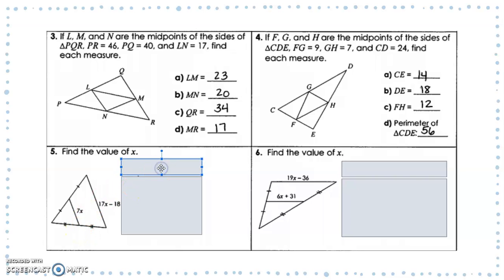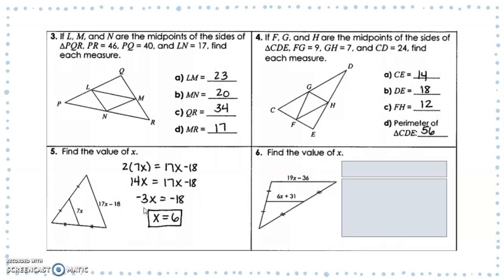So I'm going to use that fact to set up my equation, and I'm going to double 7x and set that equal to the triangle side length 17x minus 18. From there, we're just solving our equation. So 2 times 7 is 14, moving x's to one side, and solving for x, we get x equals 6.